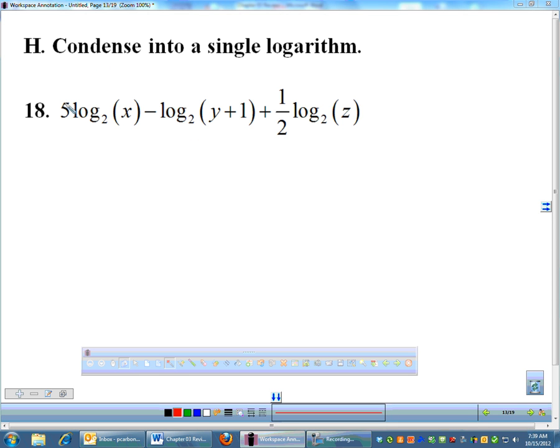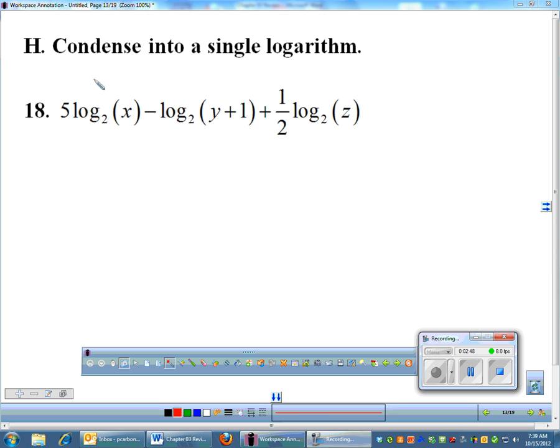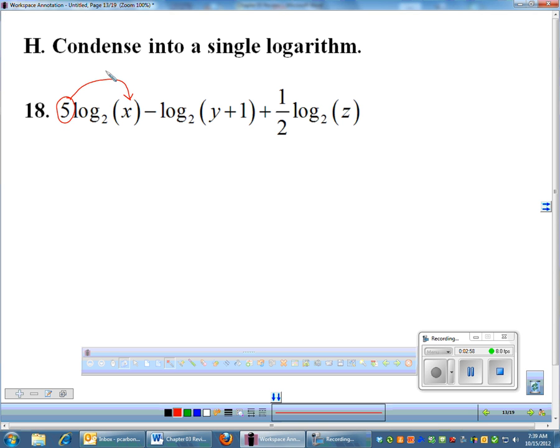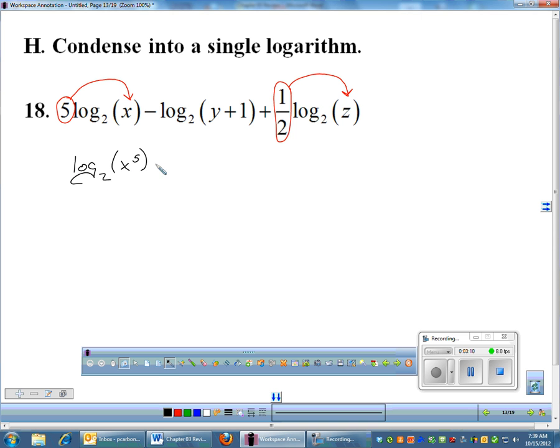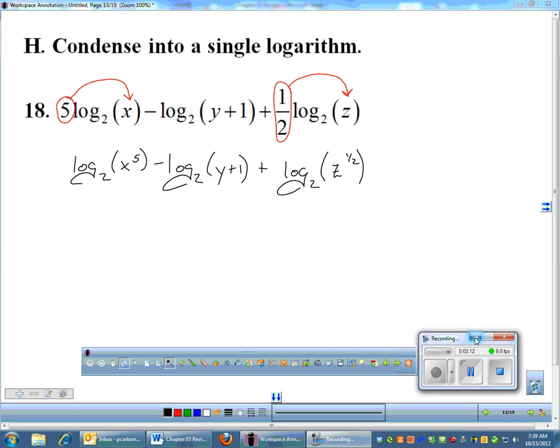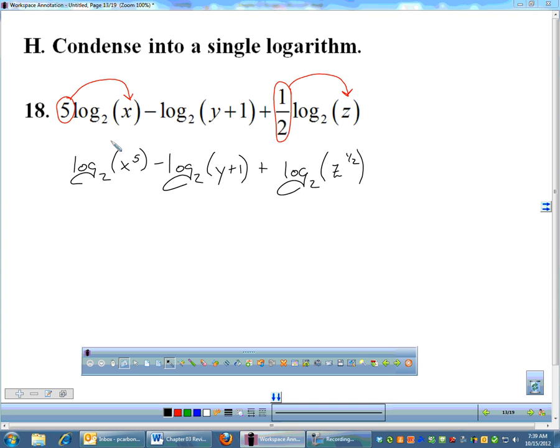To condense this, first thing we're going to do is bring our exponents back up to the top. So we're going to move in the exact opposite direction. So my coefficients need to become exponents. So bring my 5 up, bring my 1/2 up on the z. And so that's going to be log base 2 of x to the 5th minus. Okay, I decided just to pause it and write the answer because we're bringing up those exponents.